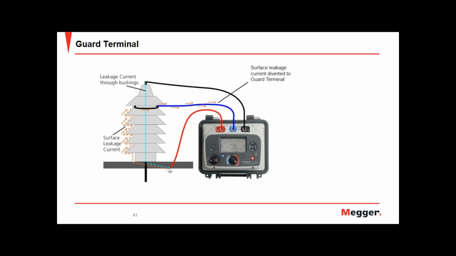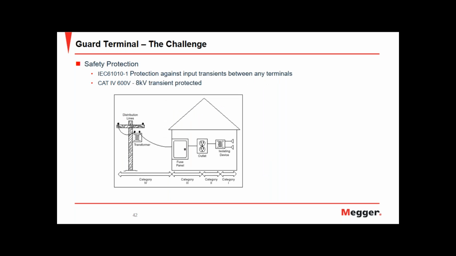So if you can identify a surface leakage path or paths, then they can be guarded out, and the result IR value measured can be fully relied upon. So onto the guard terminal challenge.